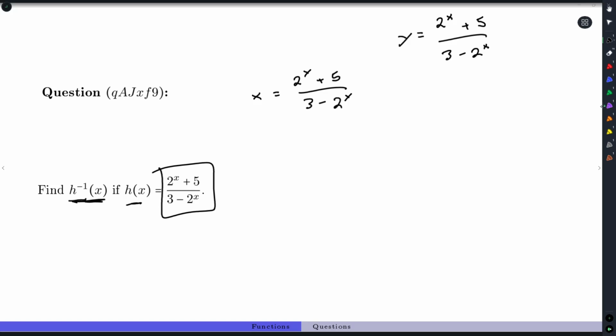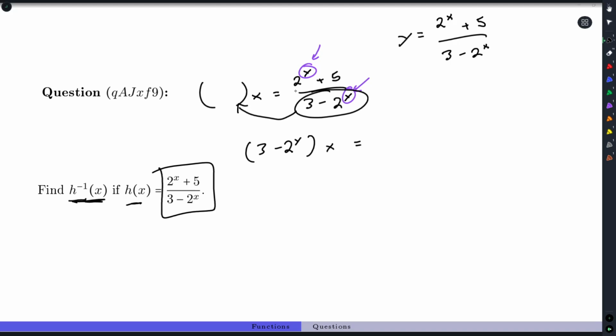Now, the first thing I notice, we have two y's. We need to have only one y by the time we're done. So it'd be really nice if we could find a way to get these y's together. Well, one of them's up on top, in an exponent. The other one is down on the bottom in an exponent. And the easiest thing to do would be to multiply both sides by 3 minus 2 to the y. Why doing that?